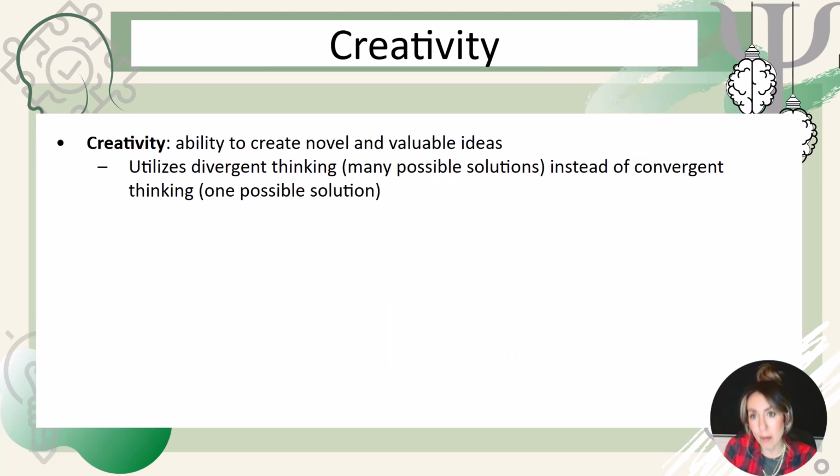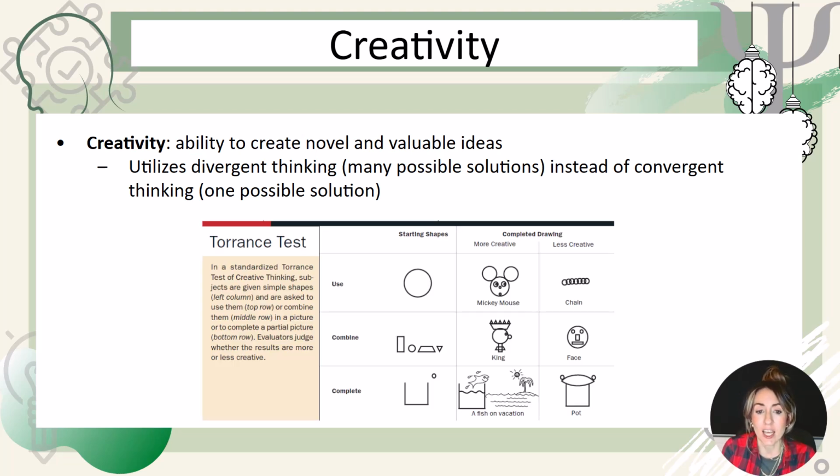And as you probably already guessed, one of the ways to overcome these fixations is to utilize creativity, being able to come up with novel and valuable ideas. One of the ways that we utilize creativity is we think of as many possible solutions as we can, which is called divergent thinking, as opposed to thinking of just one possible solution that is the answer, which is convergent thinking.